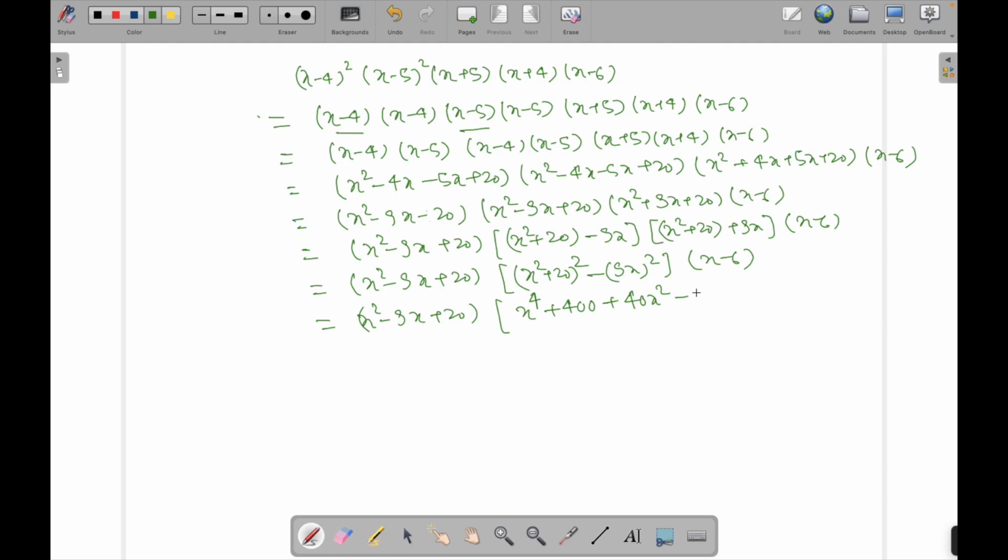And here I will get minus 81x square into x minus 6, and finally this will give you x square minus 9x plus 20 into x square minus 41, not x square again, x to the power 4 minus 41x square, and then plus 400 into x minus 6 or x plus 6, whatever it is. So this is what will be your option C.